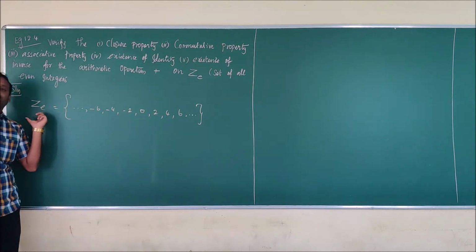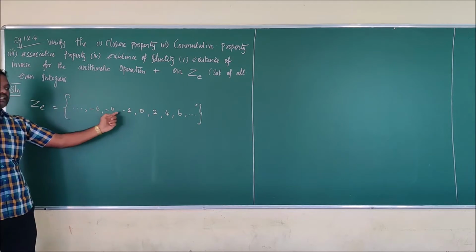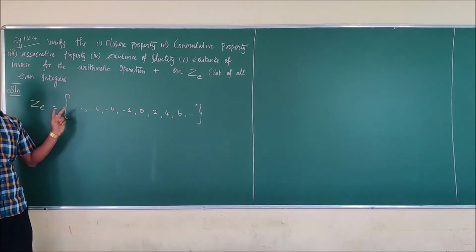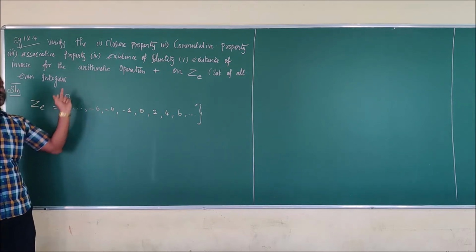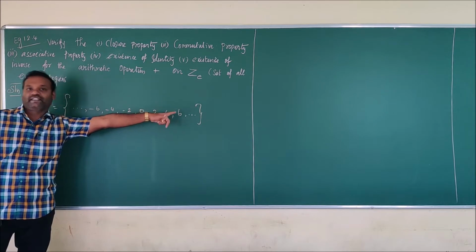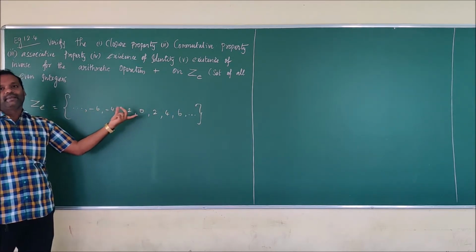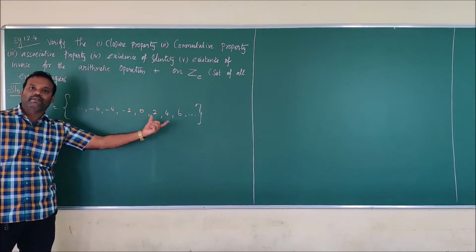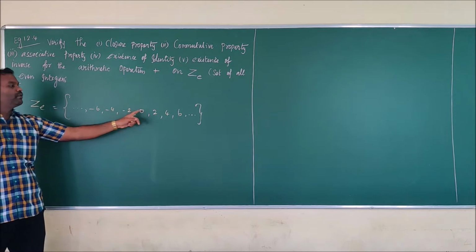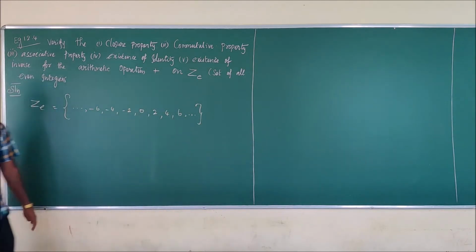So first let me write the set of all even integers. What are the set of all even integers? It starts with negative numbers, and also includes the 0, and it ends in the positive numbers. I am not going to write all the numbers. For example, I am writing 3 negative numbers, 3 positive numbers, and the 0. So minus 6, minus 4, minus 2, 0, 2, 4, 6, and so on. Like that it goes on.